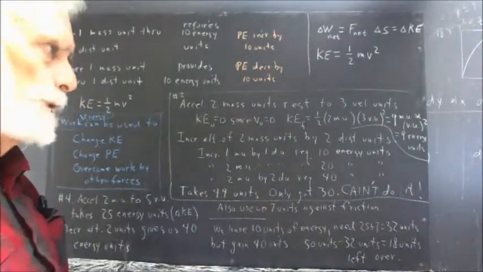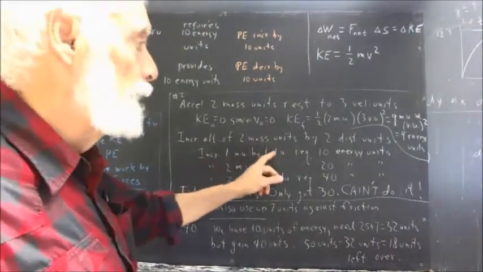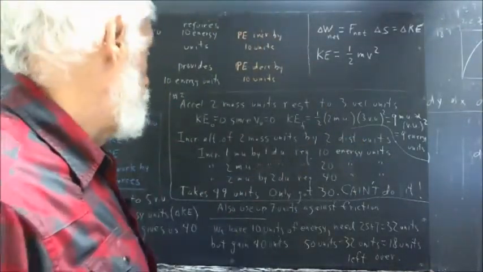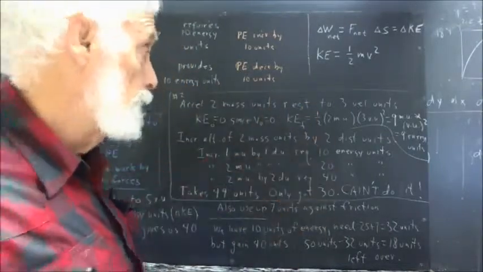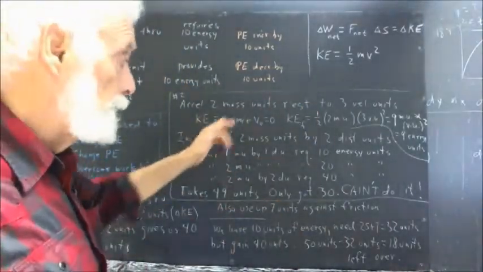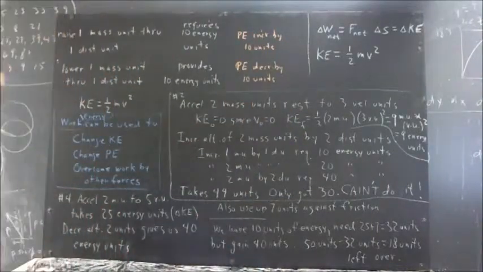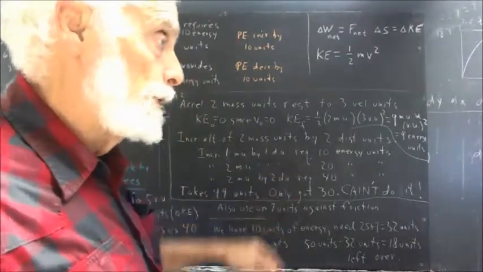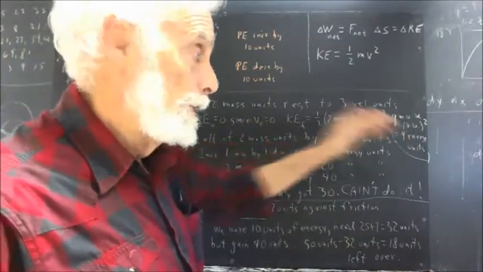And pretty quickly we conclude that if you multiply the number of mass units by the number of distance units that you're raising it, you're going to get a number, and if you multiply that by 10, it's going to give you your energy units. For every mass unit and every distance unit, you get 10 energy units. Okay, so to raise 2 mass units by 2 distance units, which is the condition here, you're going to take 40 energy units. You're going to need 9 energy units to speed it up.